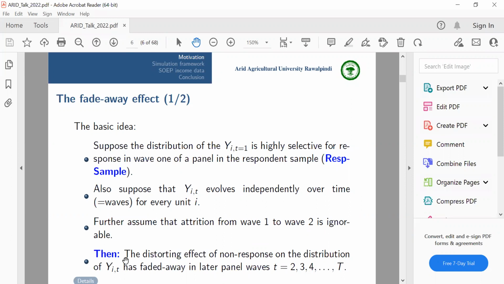Then under these conditions, we expect the distorting effect of initial non-response on the distribution of the variable of interest to fade away in later panel waves. At the start of the survey, the variable of interest is biased, but in the later waves, like when t is equal to 2, 3, and so on, the distortion, or you can say the bias, is reduced. So the variable of interest converges to the true distribution.